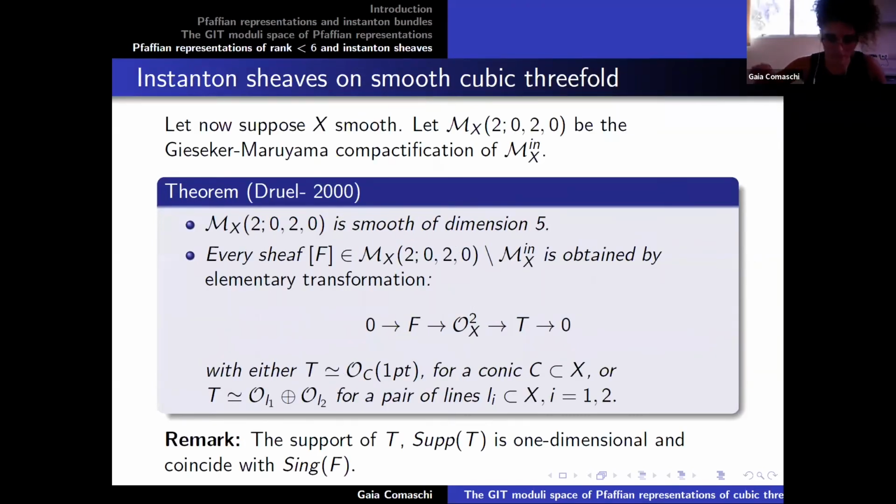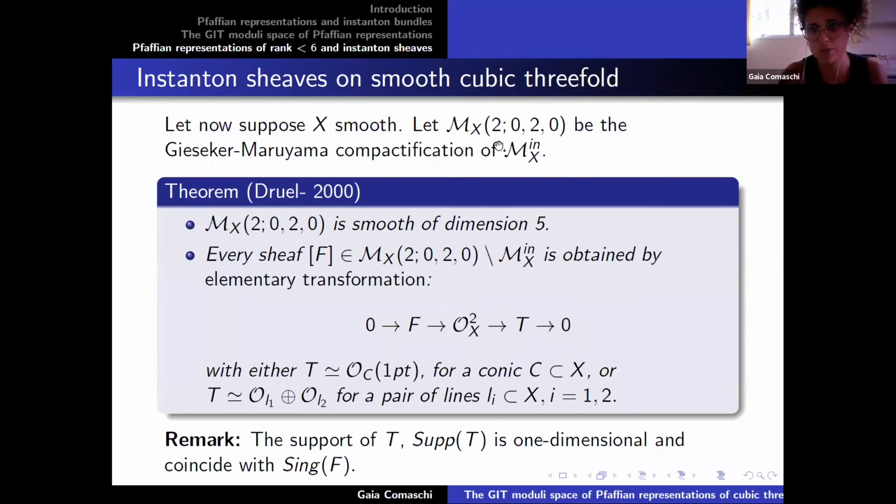Okay. So in the last part of the talk, I would like to illustrate how we can actually have points in the moduli space of Pfaffian representations that are still connected with the sheaves in the moduli space of instantons. So we go back for a moment to the moduli space of instantons on a smooth cubic threefold, and we consider its Gieseker-Maruyama compactification.